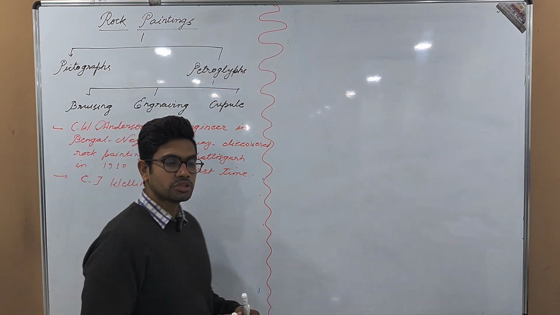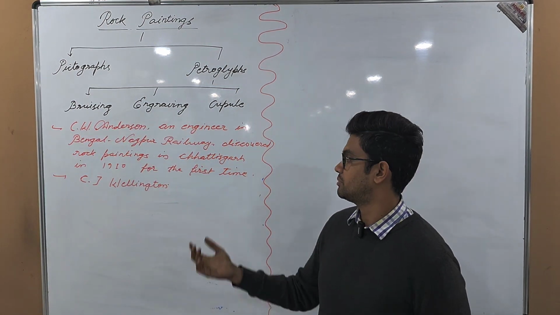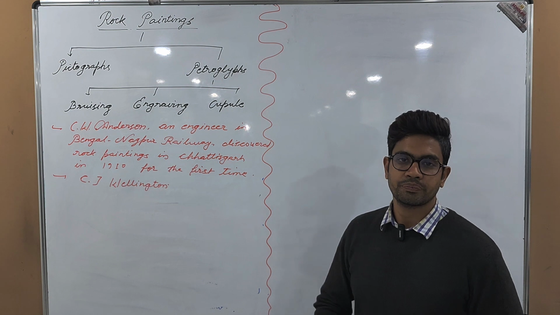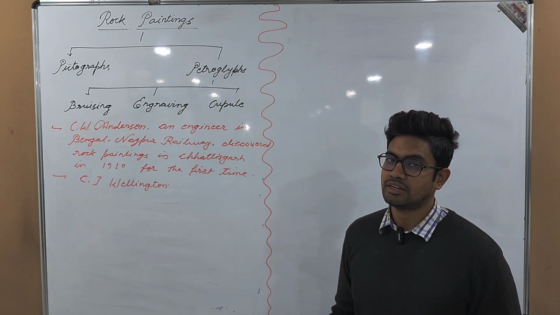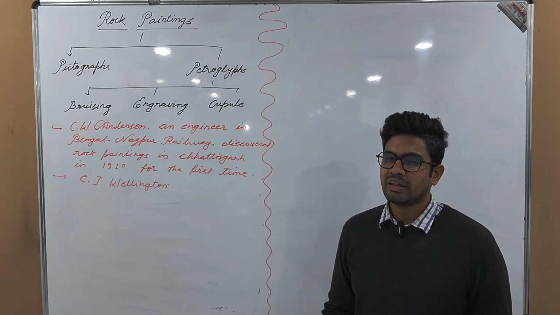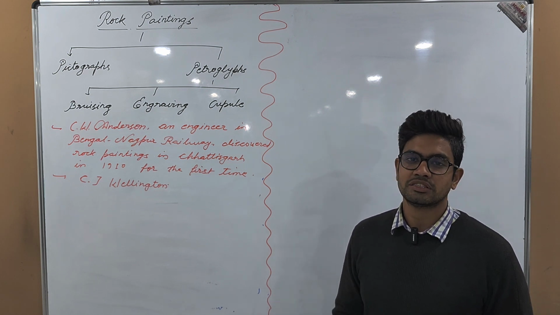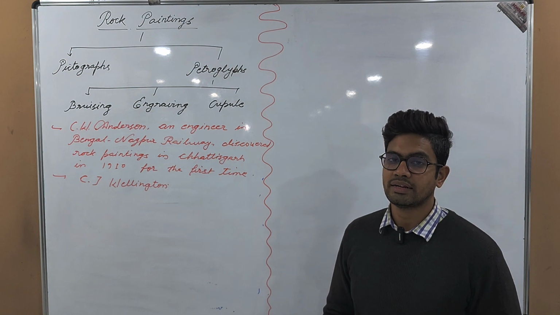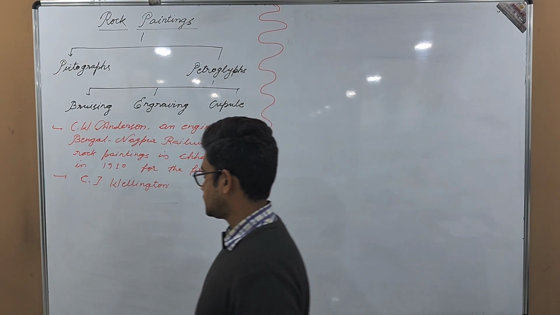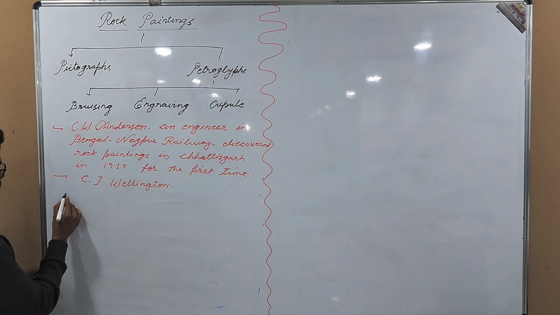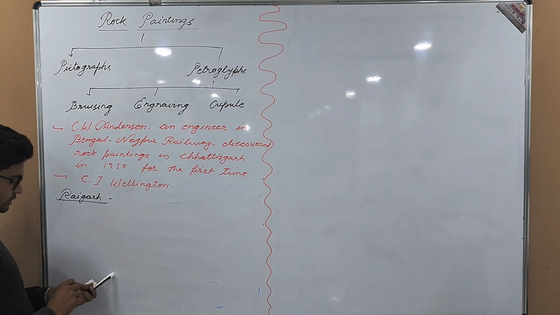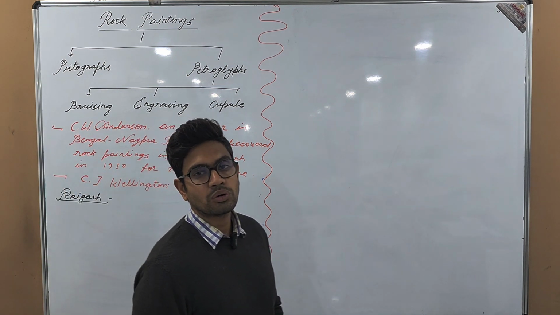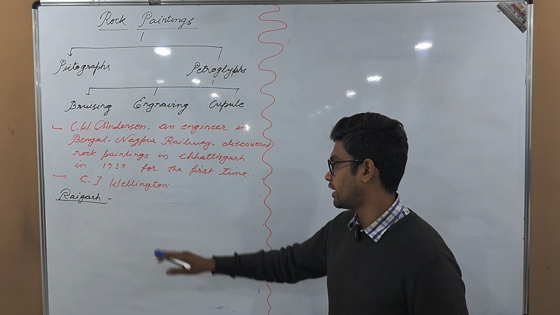So this is all about the rock paintings, their types, and the people associated with this topic. Now let's talk about the rock art sites found in the state in different districts. There are mainly 7 to 8 districts where the majority of rock art sites have been found. Now let's start with Raigad. In Raigad, the majority of the rock art sites have been found. So let's talk about the rock art sites of Raigad.